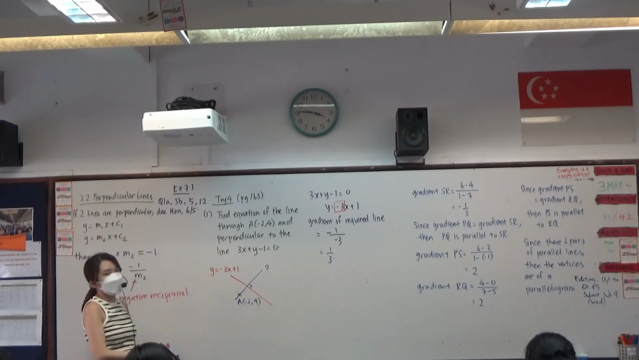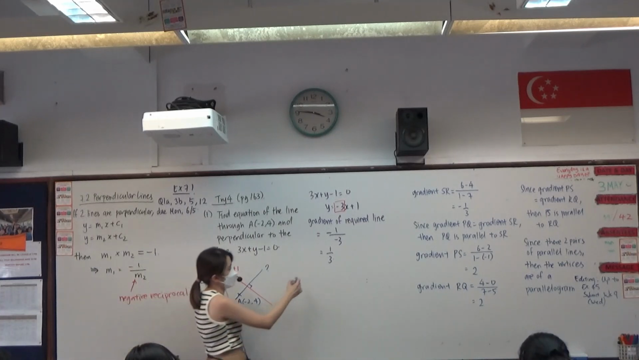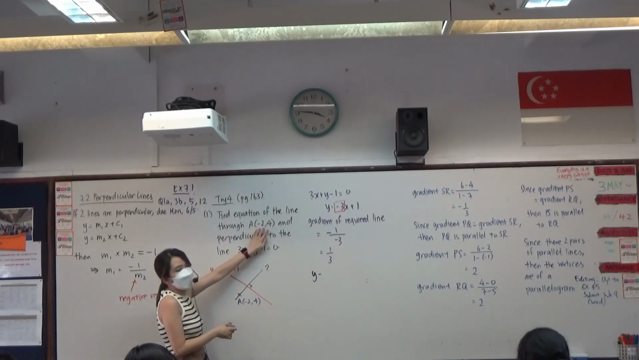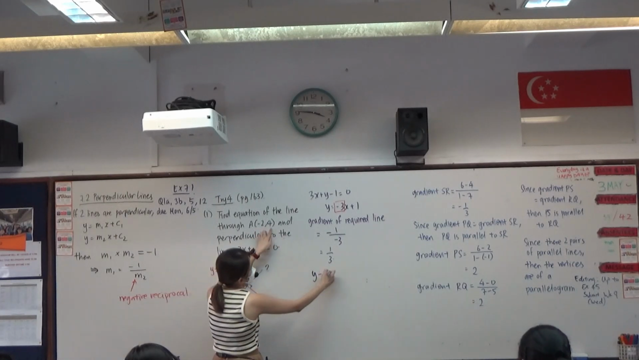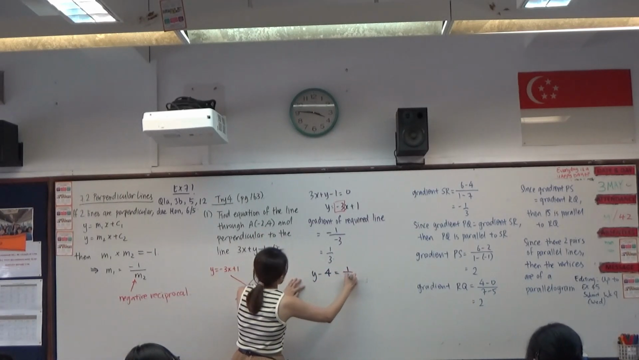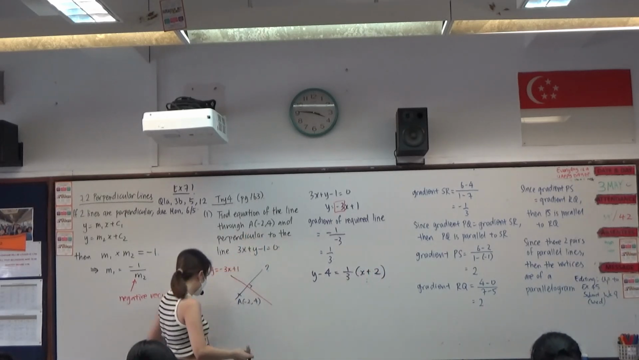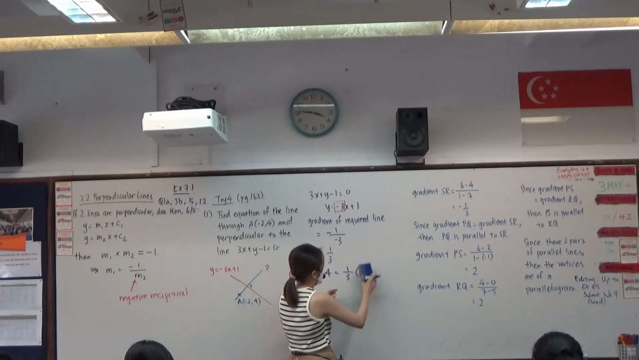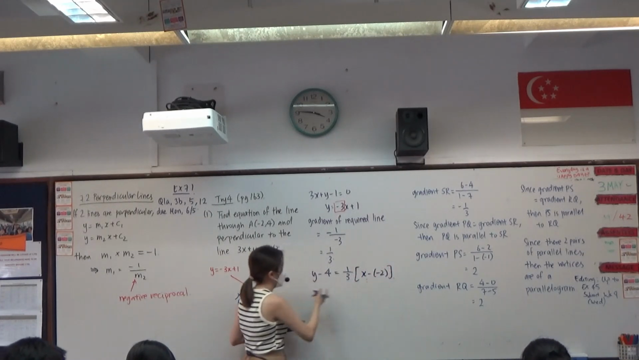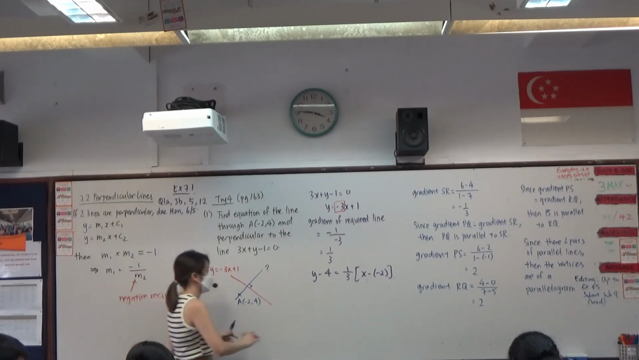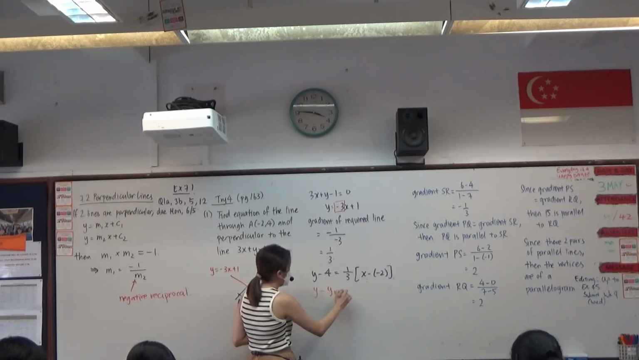You can go through your y equals mx plus c form, or, as I told you in my previous lesson, if I have the coordinates of one of the points, y minus the y coordinate equals 1/3 times x plus 2. Why is it plus 2? Because minus negative. In case you don't see that, I'll write the equation here. I'm using the formula, you can see that.